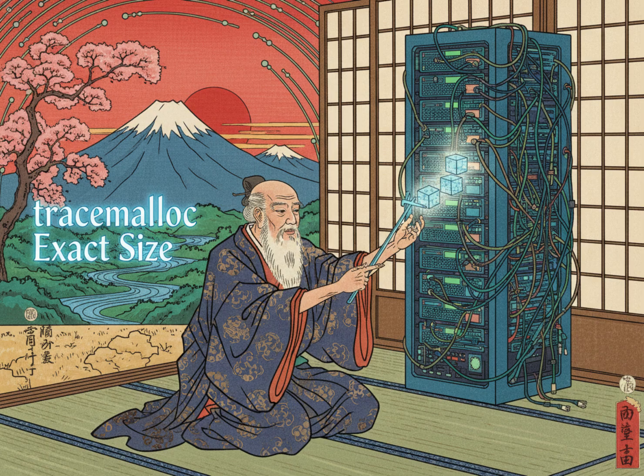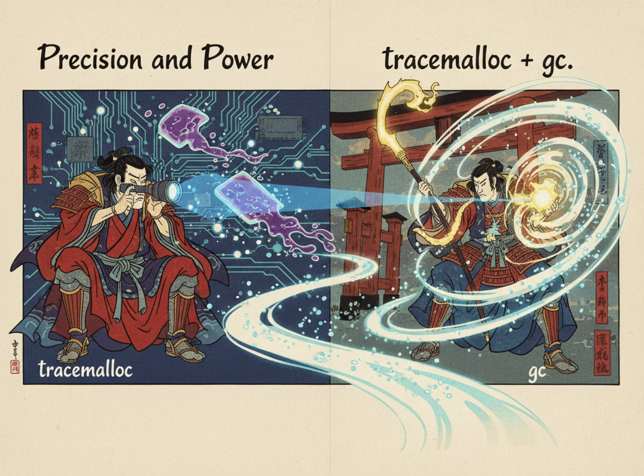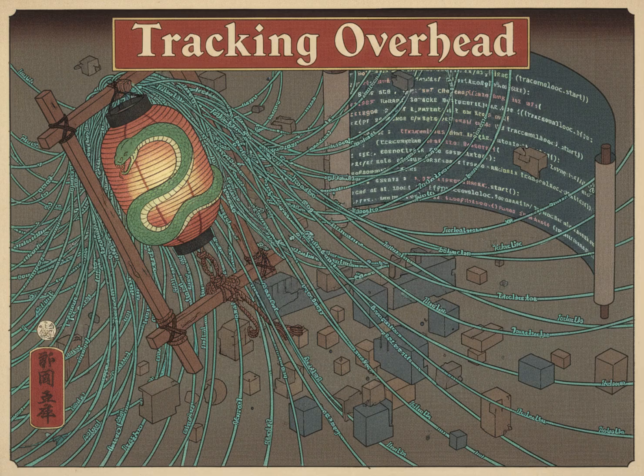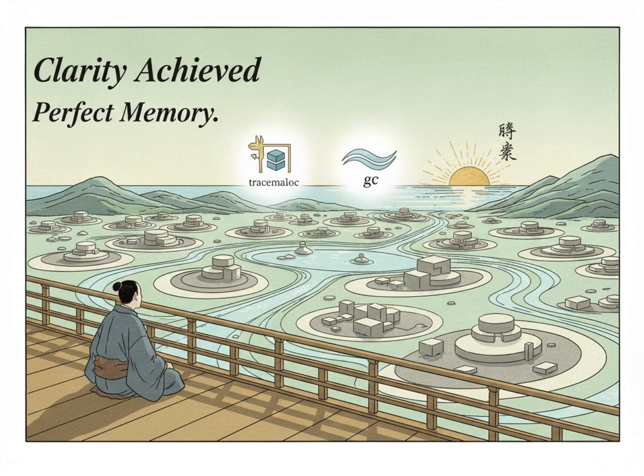Summing up, tracemalloc is your precision tool. While gc shows you when cleanup happens, tracemalloc shows you exactly how much memory you are using and where it's going. Together, they are a powerful combo for understanding Python's memory behavior.